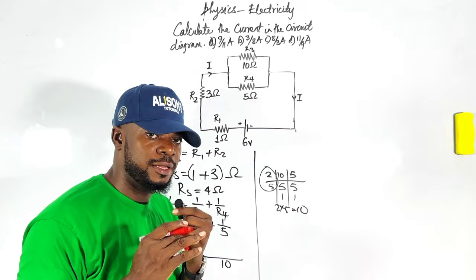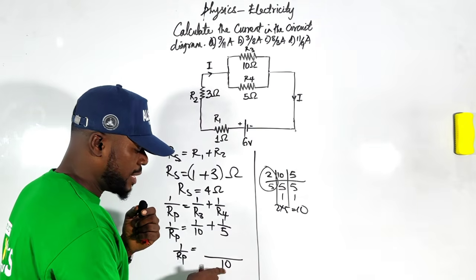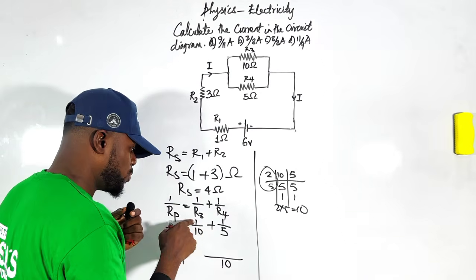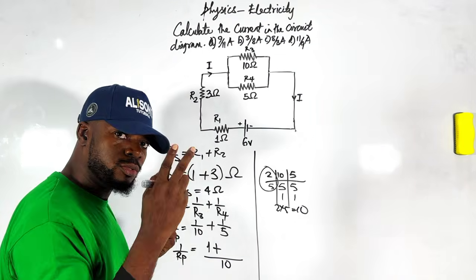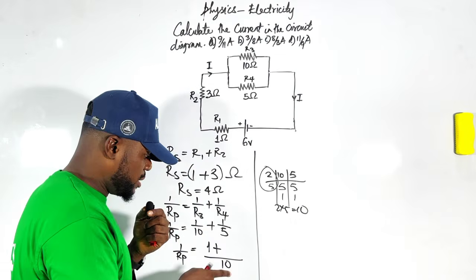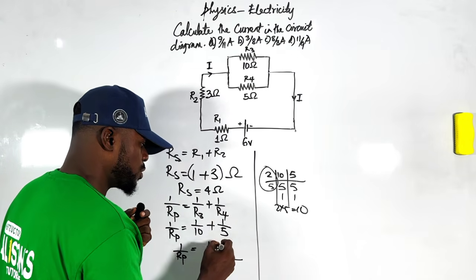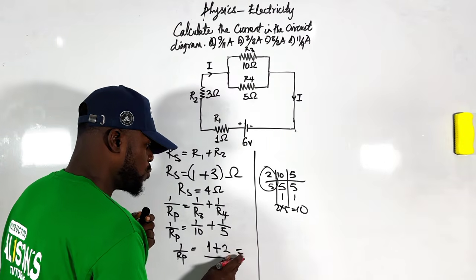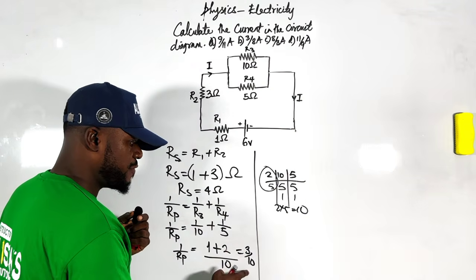Now I will enter that one. 10 goes into 10, meaning 10 divided by 10 is 1. That 1 times the numerator 1, plus 5 goes into 10, 2 times. 10 divided by 5 gives you 2. So that 2 times 1 gives you 2. So if you work on this, 1 plus 2 will give you 3. 3 over 10 will be the final answer.